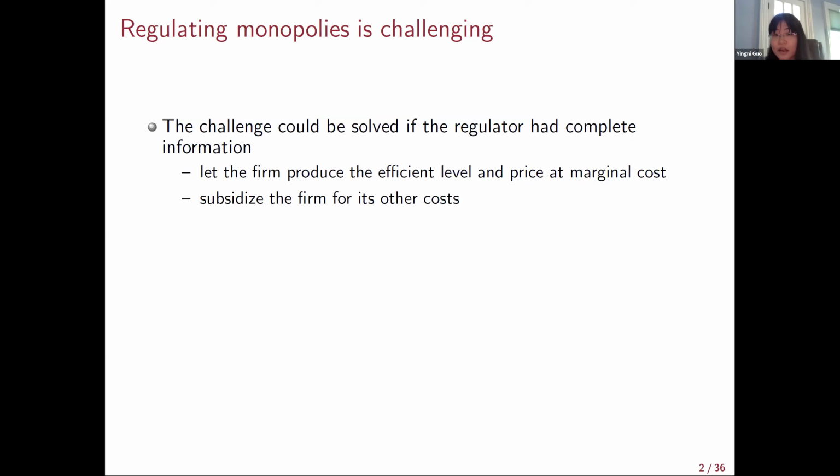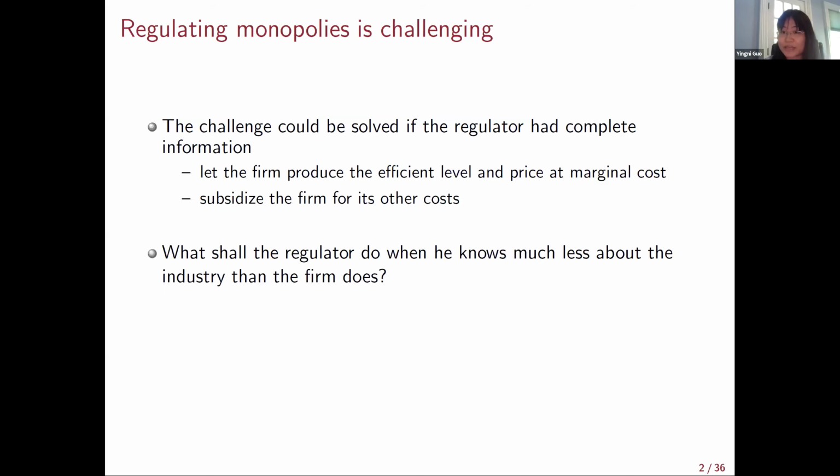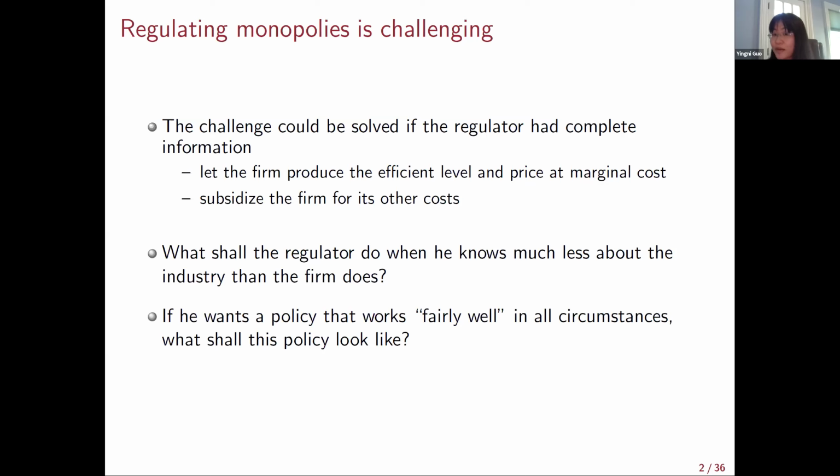In reality, the regulator typically has limited information about the cost or demand functions of the firm. So what shall this regulator do when he knows much less about the industry than the firm does? If the regulator demands robustness and he wants a policy that works fairly well in all the circumstances, what shall this policy look like? In this paper, we address this classic problem of monopoly regulation using a non-Bayesian approach.